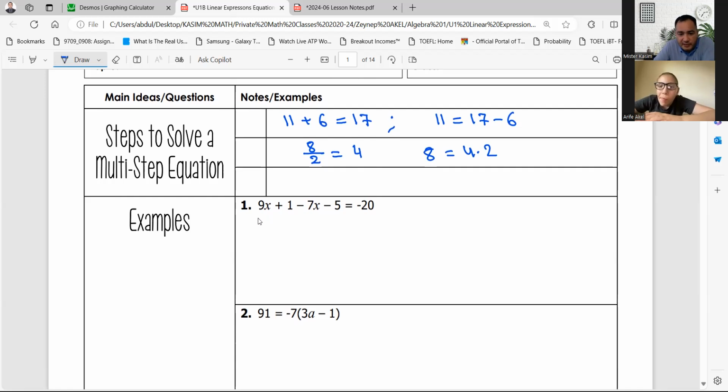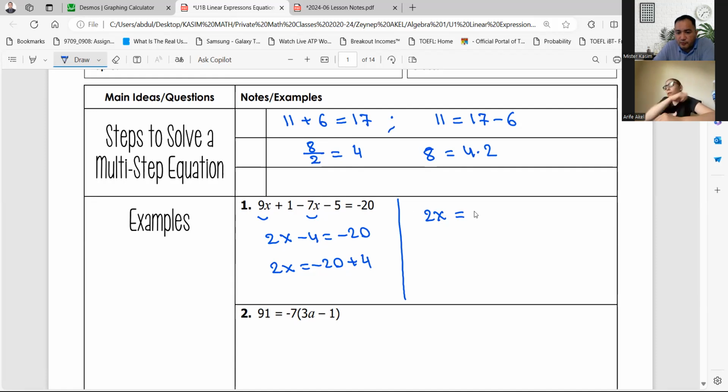First, we simplify, right? 9x minus 7x is 2x, and 1 minus 5 is negative 4. On the right-hand side, we have negative 20. And now move this negative 4 to the right-hand side. 2x is equal to negative 20 minus 4, which becomes plus 4. So now 2x is equal to negative 20 plus 4, which is negative 16. So it is multiplied, so we divide both sides by 2. Negative 16 divided by 2 is equal to negative 8.